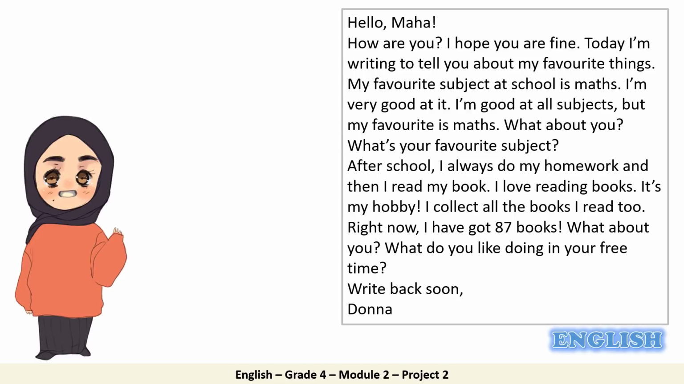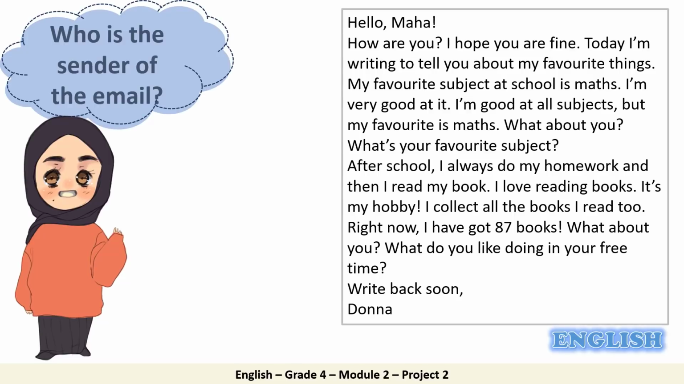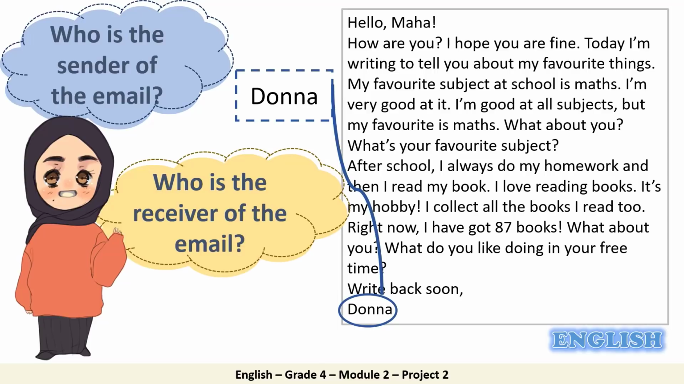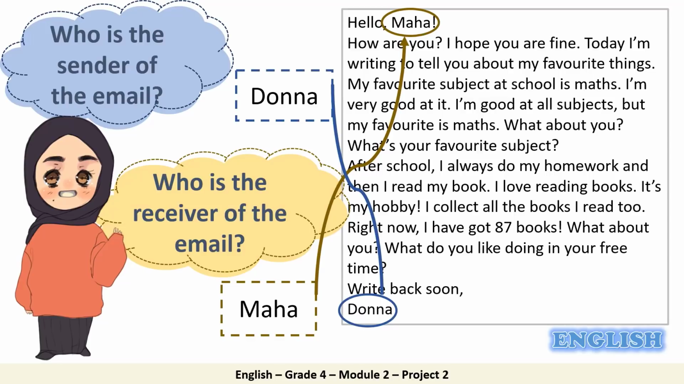Now let's recall the following. The first question. Who is the sender of the email? Who is sending the email? Who wrote the email? It's Donna. Super. The next question. Who is the receiver of the email? Which means who is getting the email? It's Maha. So Donna wrote the email to Maha.